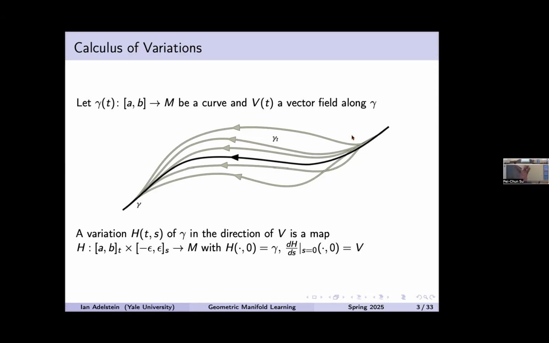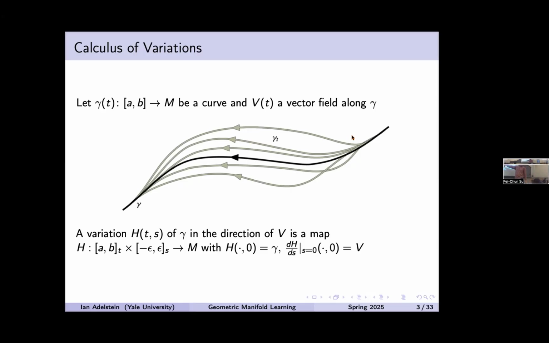Here we have a curve, gamma, on a time interval a to b into your manifold. Usually when you have a vector field along the curve, you probably think of the velocity field, which goes in the direction of the curve. The variational field will actually be orthogonal to the curve, so it'll be orthogonal to the direction of motion. And it's the generator for this family of curves.